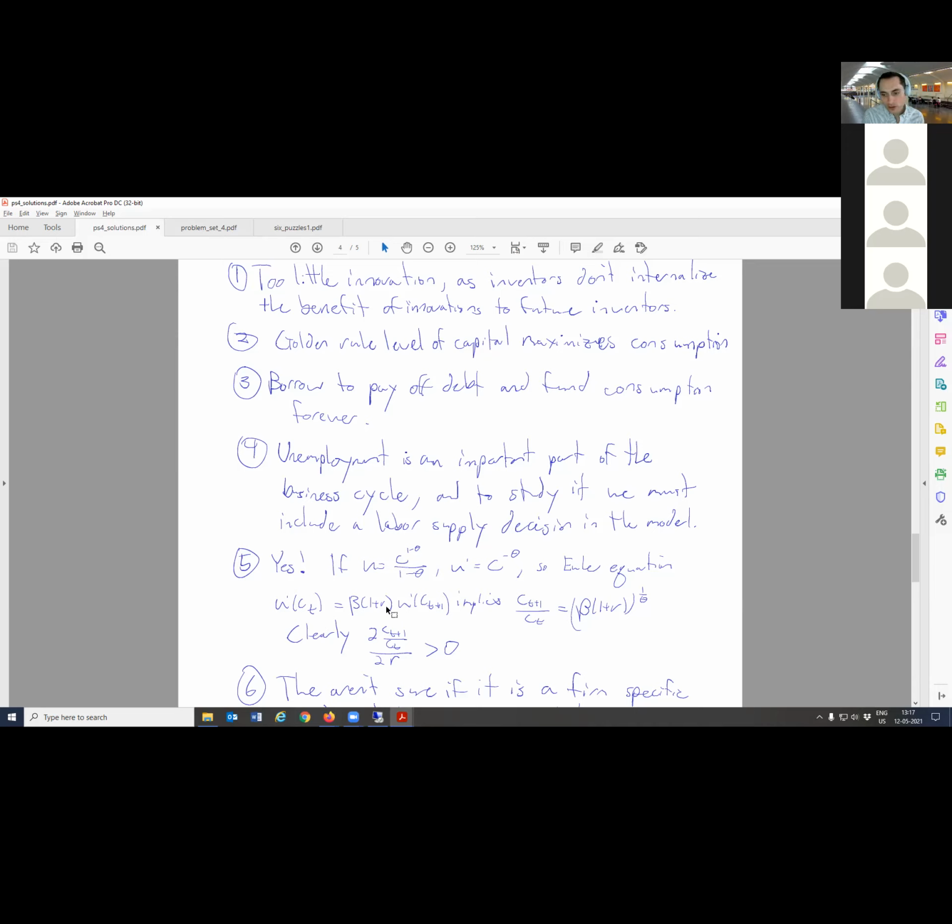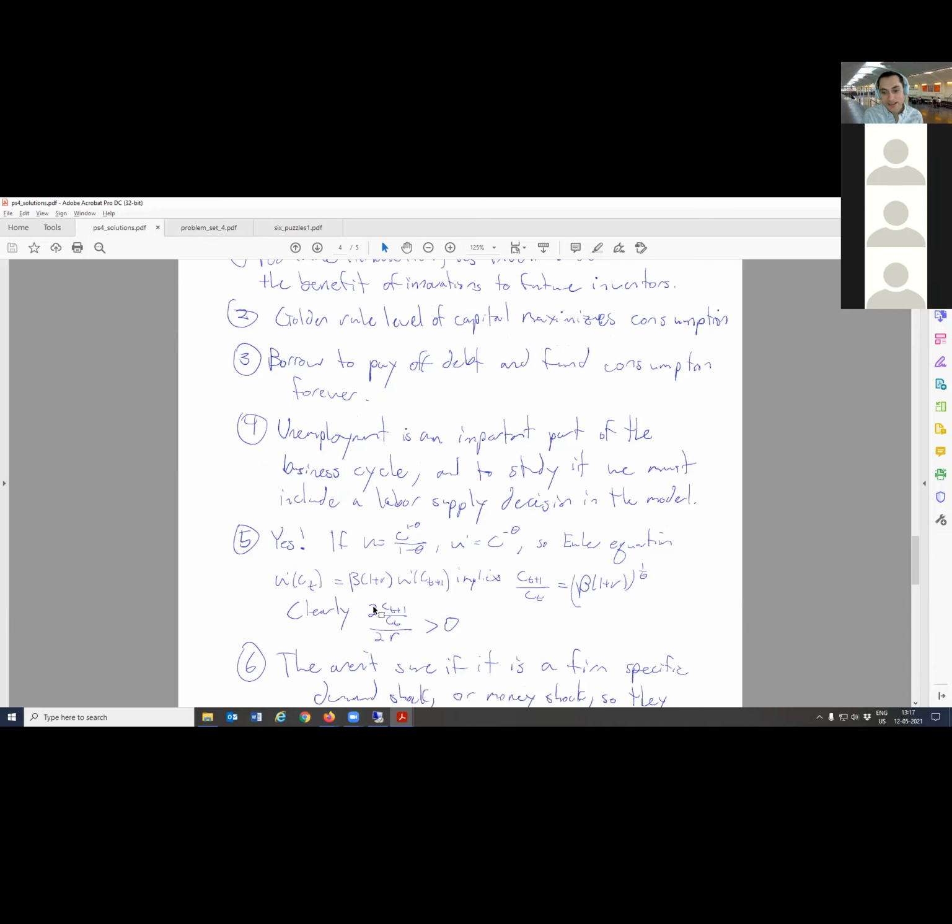Okay, so let's plug in our little utility function here, and you can rewrite this equation to look like this. So the ratio of consumption tomorrow to consumption today is equal to beta times 1 plus r to some positive power. Okay, so clearly the derivative of this thing with respect to r is a positive number, right? If r goes up, then this ratio goes up.